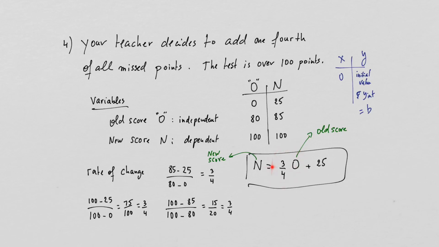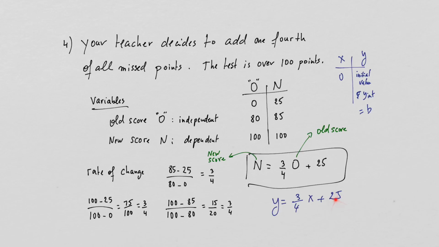So this is kind of expected. I'll write it this way. y is 3/4 x plus 25. 1/4 back of what you miss is the same thing as 3/4 back of what you have. So that's obvious. This one you just have to really think about it.